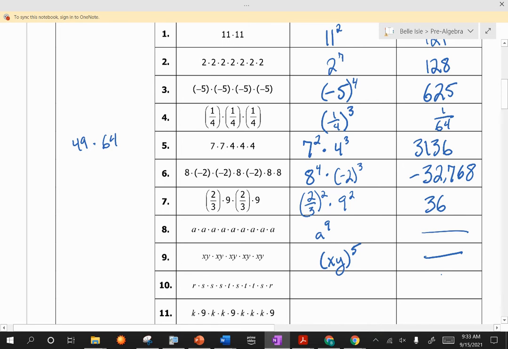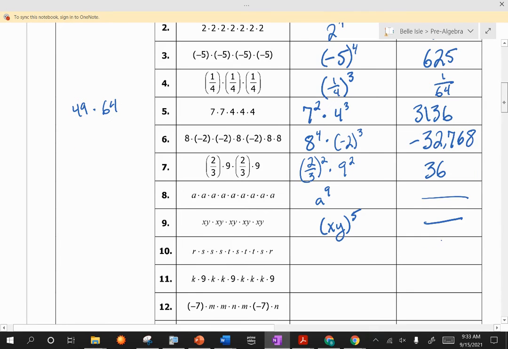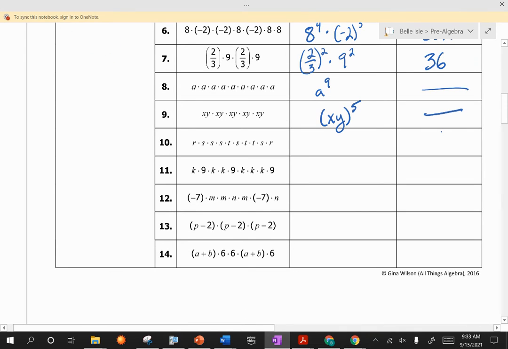So let's look at 10. Stay with me. These notes are not very long. Number 10, we've got R, S, and T being multiplied together. So how many R's do we have? We have R squared times S to the what? Fifth times T to the third. And again, same thing, we'll just leave that value spot blank.